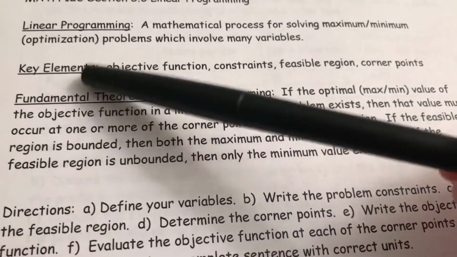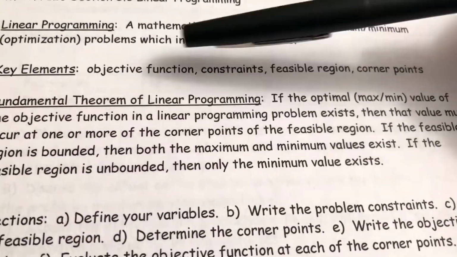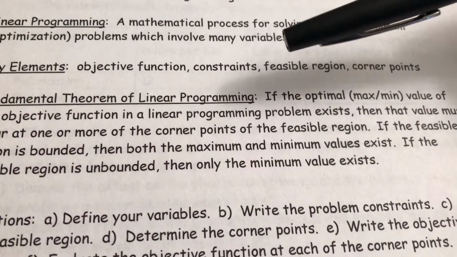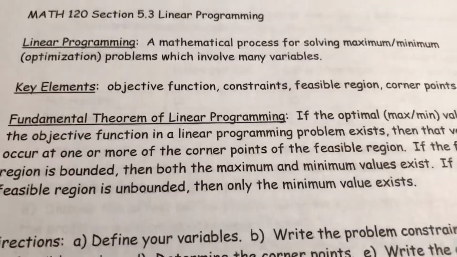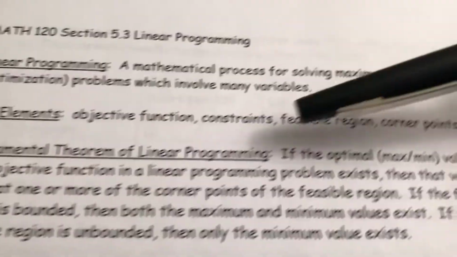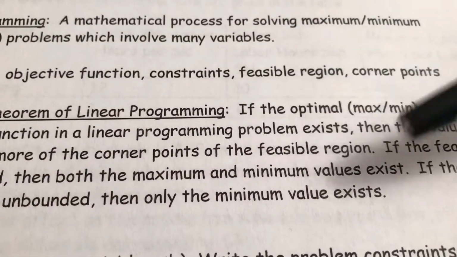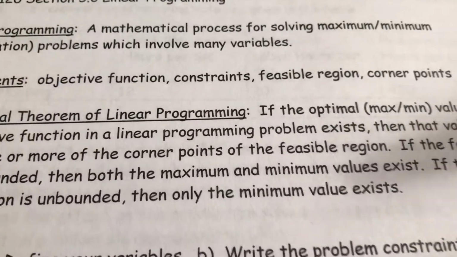The key elements to this topic of linear programming would be the objective function, constraints, feasible region, and corner points. So we're familiar with constraints. Those are the inequalities. The feasible region, that's the region after you do all the shading, and the corner points.